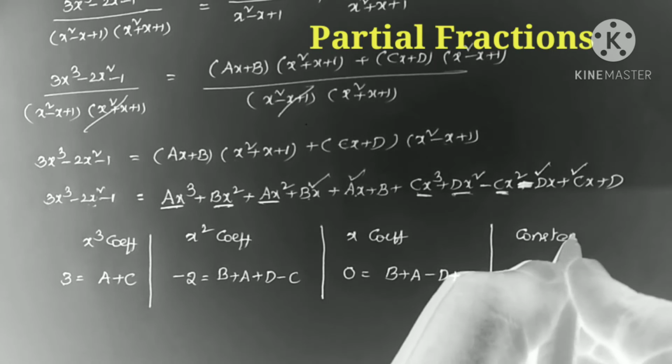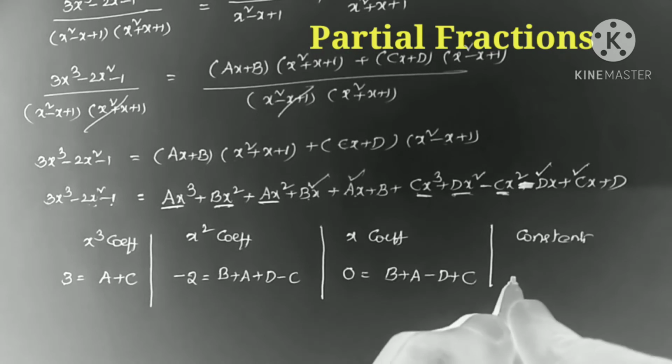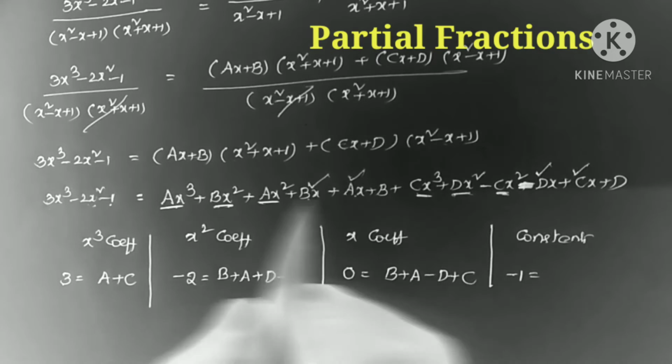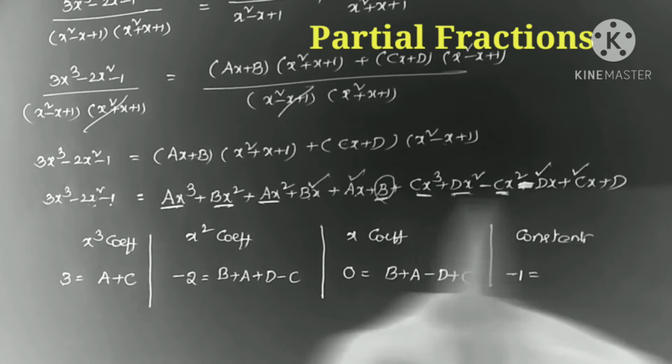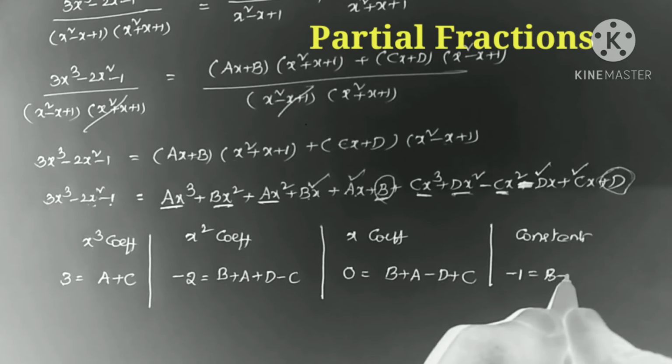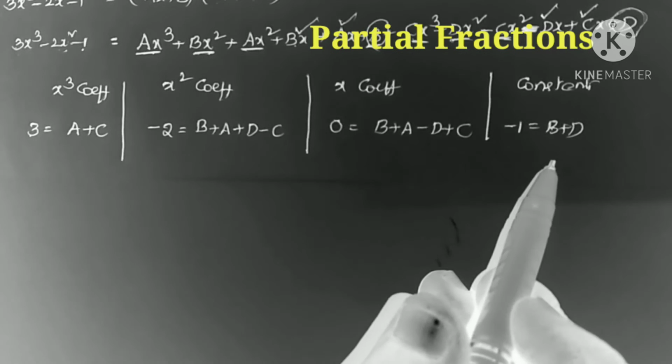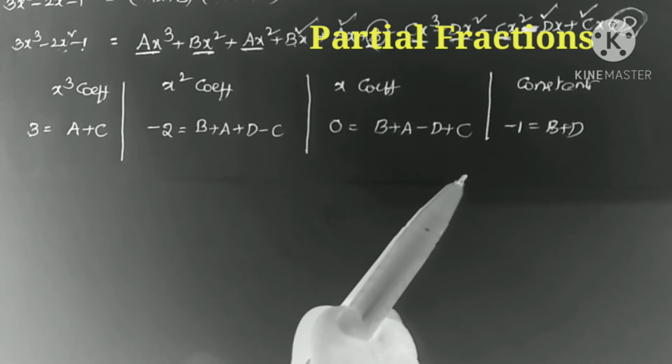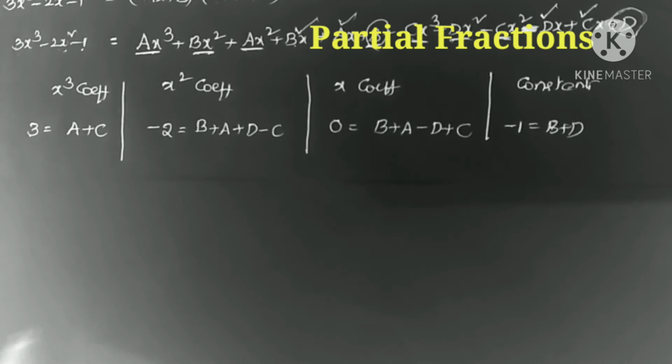What are the constants? In the LHS we have the constant as minus 1. Minus 1 is equal to bd. These are the constants, bd, that is b plus d. So here we have 4 equations. Now we want to find the values of a, b, c, d by using these 4 equations.